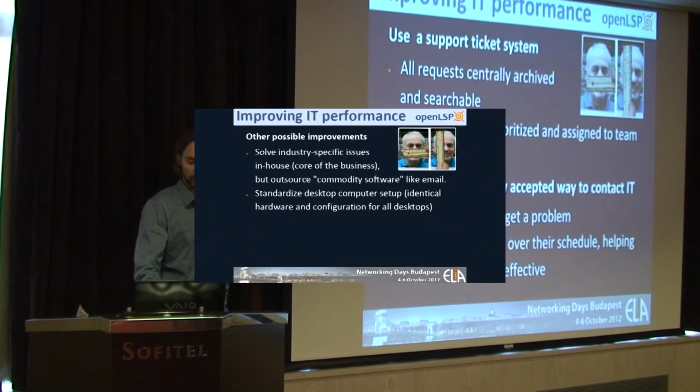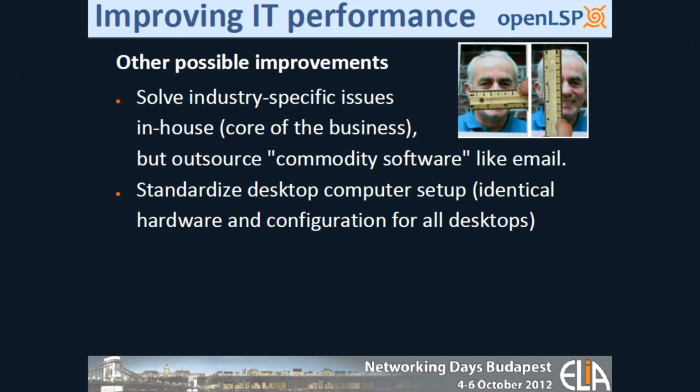Other possible improvements in IT I would suggest is, like I mentioned before, only solve the industry-specific issues in-house. If you're thinking about buying a new server or installing new software in-house, do it only with the things that matter. If it's something that can be outsourced, it's oftentimes much more effective. And like I mentioned, my recommendation is to only keep the things critical to your business and specific to your business in-house.